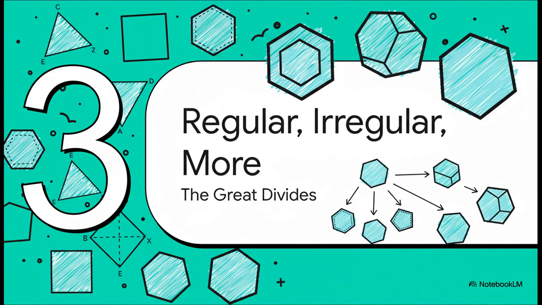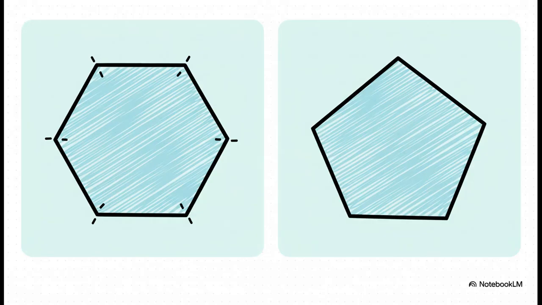But just knowing the names, that's only the beginning. Things get really interesting when we start to classify polygons, sorting them based on their properties, not just how many sides they have. So the first big divide is between regular and irregular. A regular polygon is, well, it's a perfectionist. Every single one of its sides is the exact same length, and every one of its angles is the exact same size. And an irregular polygon is a little more free-spirited. Its sides and angles can be all over the place.